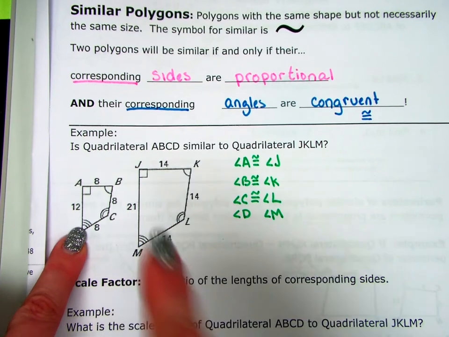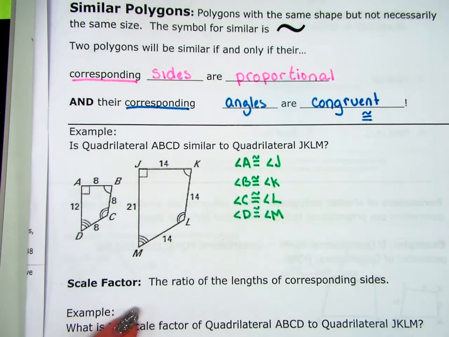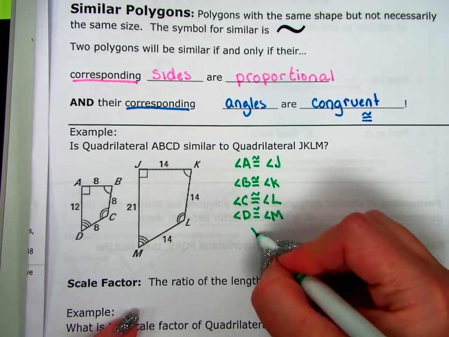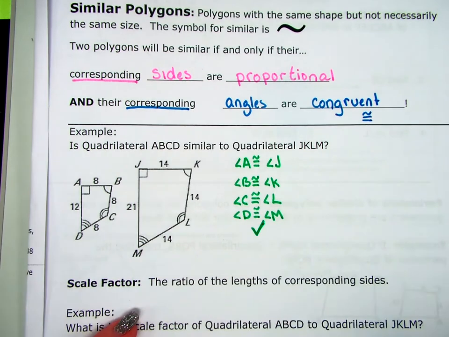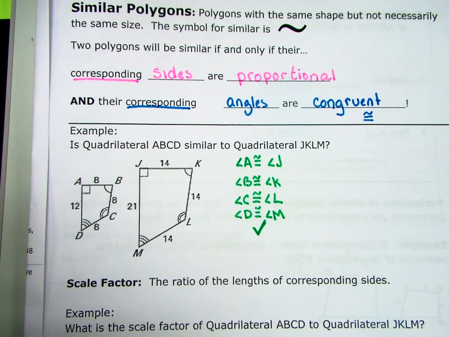Yes, they both have triple arc marks, so they are congruent. So my first half of this problem is done. My 4 angles are the same. And if you were doing this on a homework assignment, I wouldn't need you to necessarily write that out. You can just look at them and see that the 4 angles match. Okay, but in your notes, I think it's important that you see exactly where we're going.